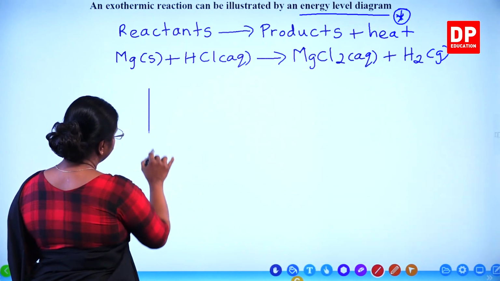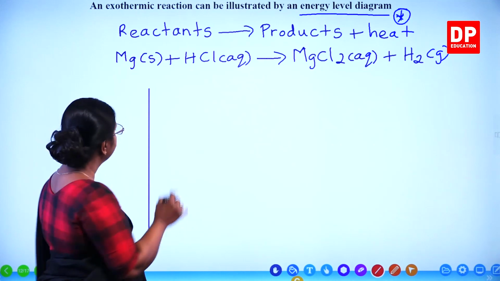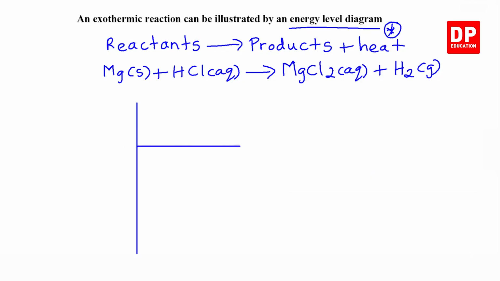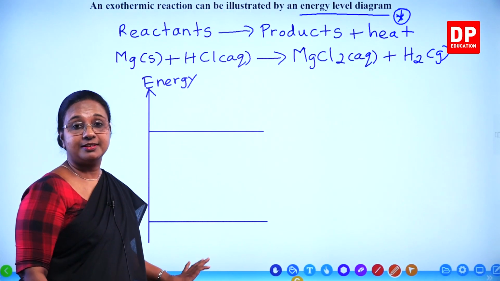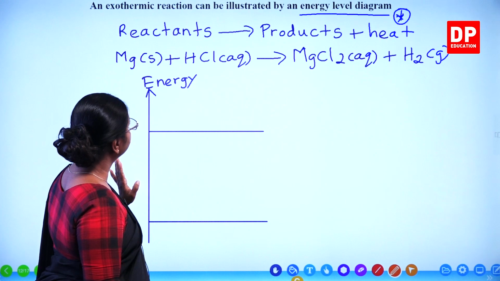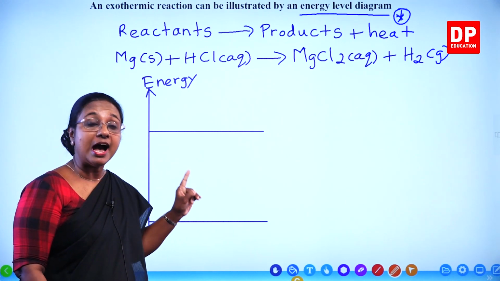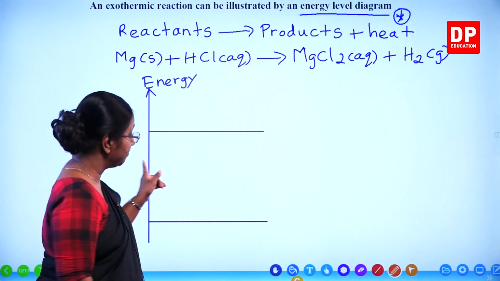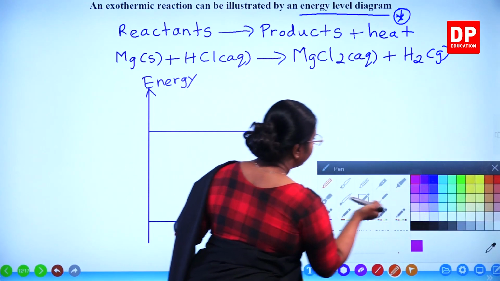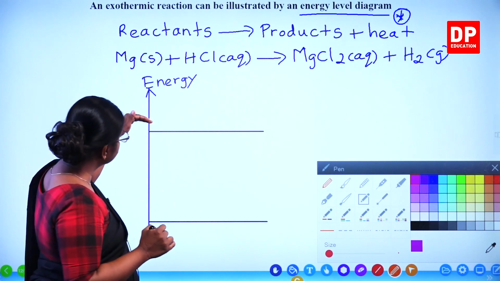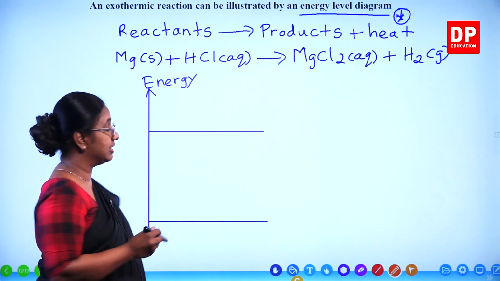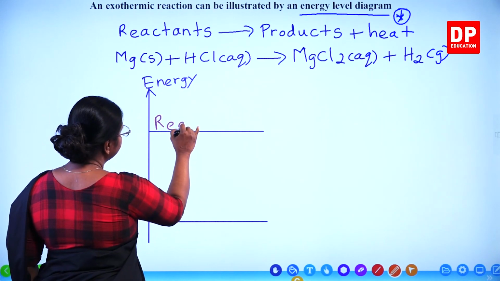For that, we need to have an axis for energy, and then we need to denote the different energy levels for the reactants as well as the products. So this is the energy axis, and then we have to show the reactants and products. In these types of reactions, reactants have higher energy than products. I have told you all that before. So then we have to represent them here. So this is the energy level that has higher energy. So the reactants will be here.